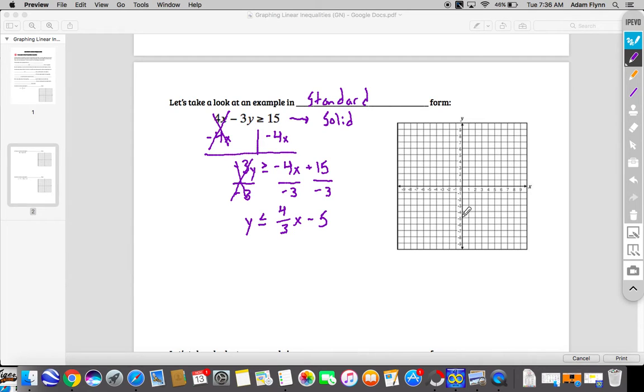So I'll start at negative 5. And my rise is 4, so I'll go up 4 and to the right 3. Up 4, to the right 3. And then I can go down 4 and to the left 3. So I'll make my solid line.